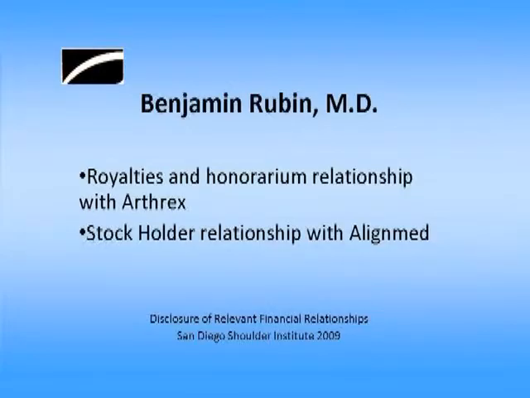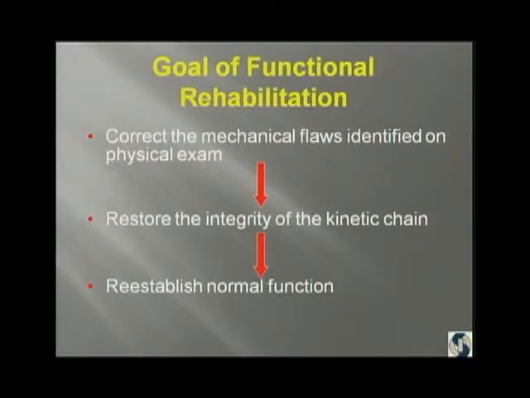So the goal of functional rehabilitation is to correct the mechanical flaws that you just identified on the physical exam. You want to restore the integrity of the kinetic chain, and ultimately the goal is to reestablish normal function, not just to correct the symptoms, but to correct the dysfunction.